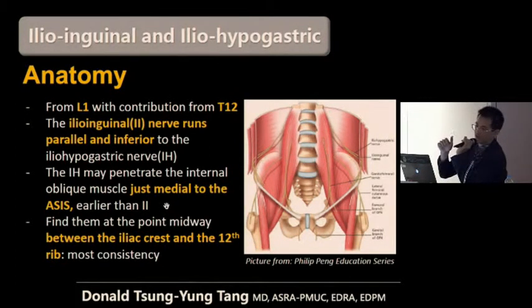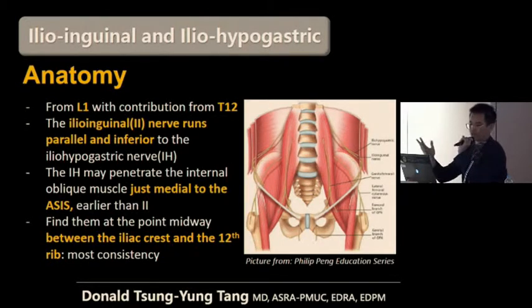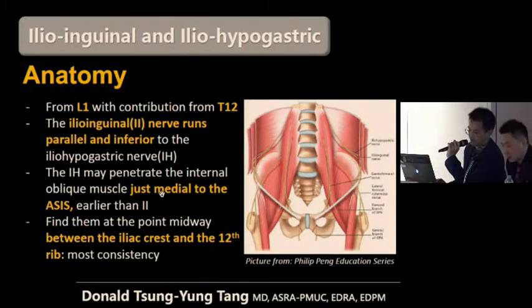The first step is to place the probe at the level of the line between the subcostal area and the iliac crest. Don't move it too medially, because the nerves will be gone and you will not find them. So place the probe midway between the iliac crest and the 12th rib.